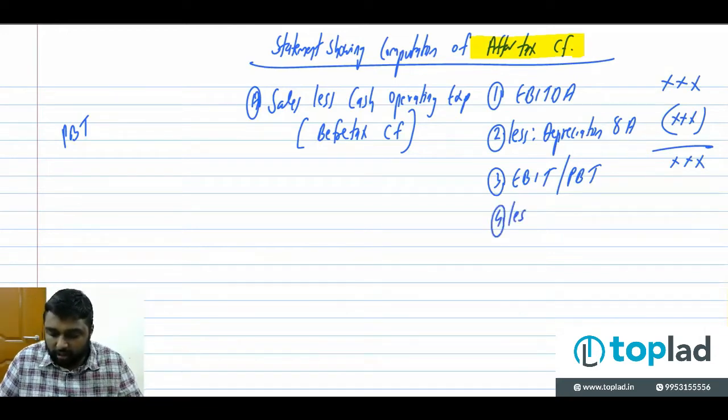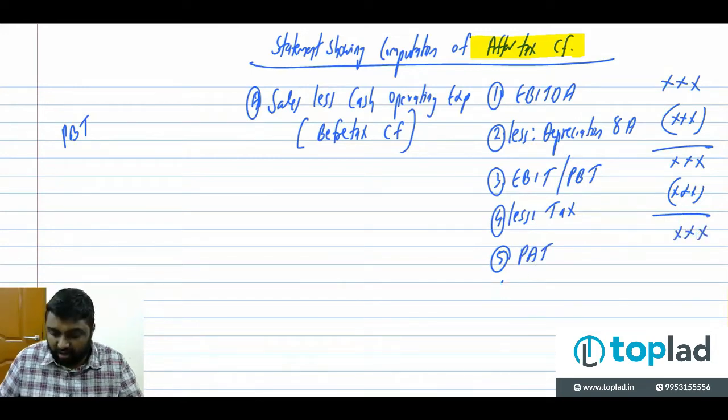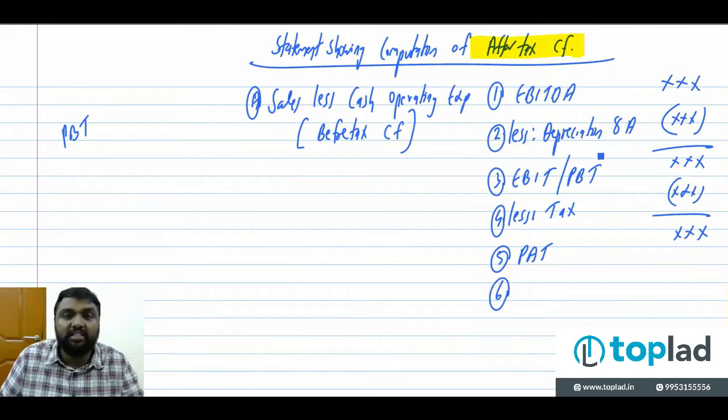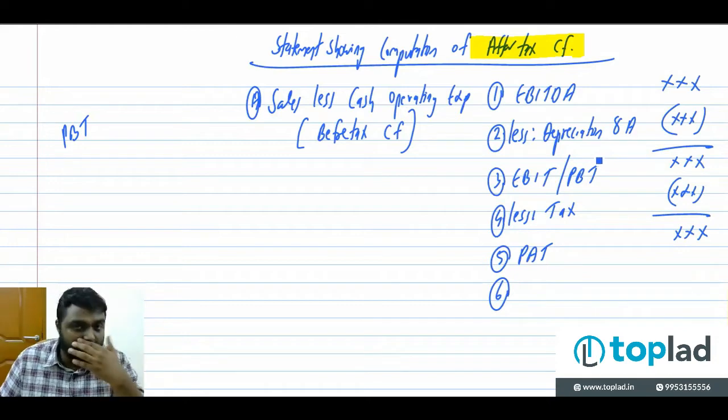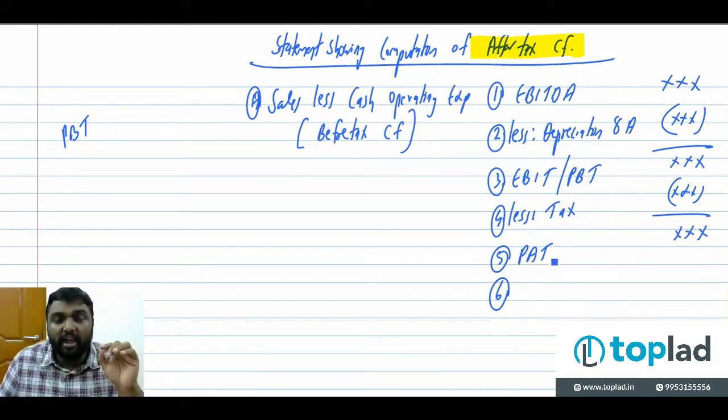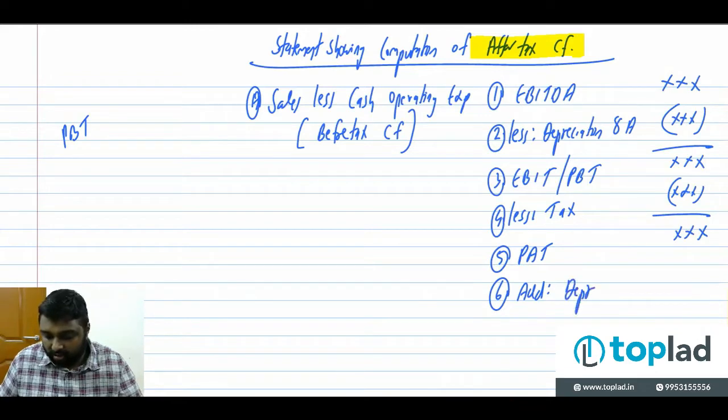From the PBT, we have to less the tax. If you less the tax, you will get profit after tax. We know depreciation we just reduce. Depreciation is not an outflow, there is no cash outflow for depreciation. We just reduced it to find out our real tax amount. So we have to add back all non-cash expenses, depreciation and amortization, anything. If you add, that is what is called after tax cash flow.